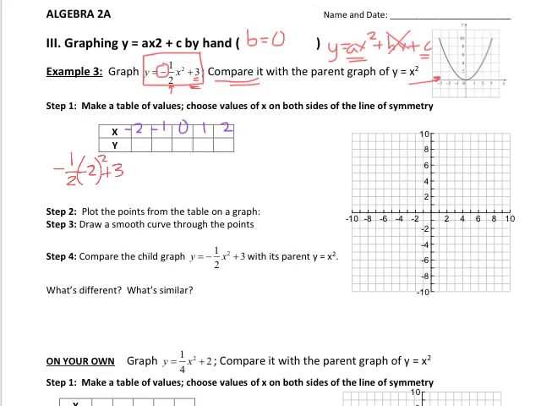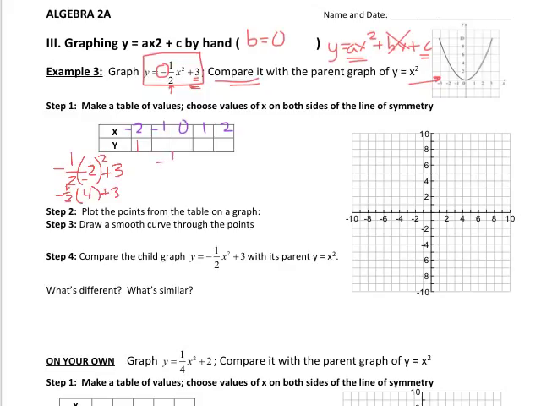So once I square negative 2, I get 4. And I need to multiply that by negative 1/2, which is negative 2. Remember, you can use your calculator. Negative 2 plus 3 is positive 1. So be super careful when you're doing these.